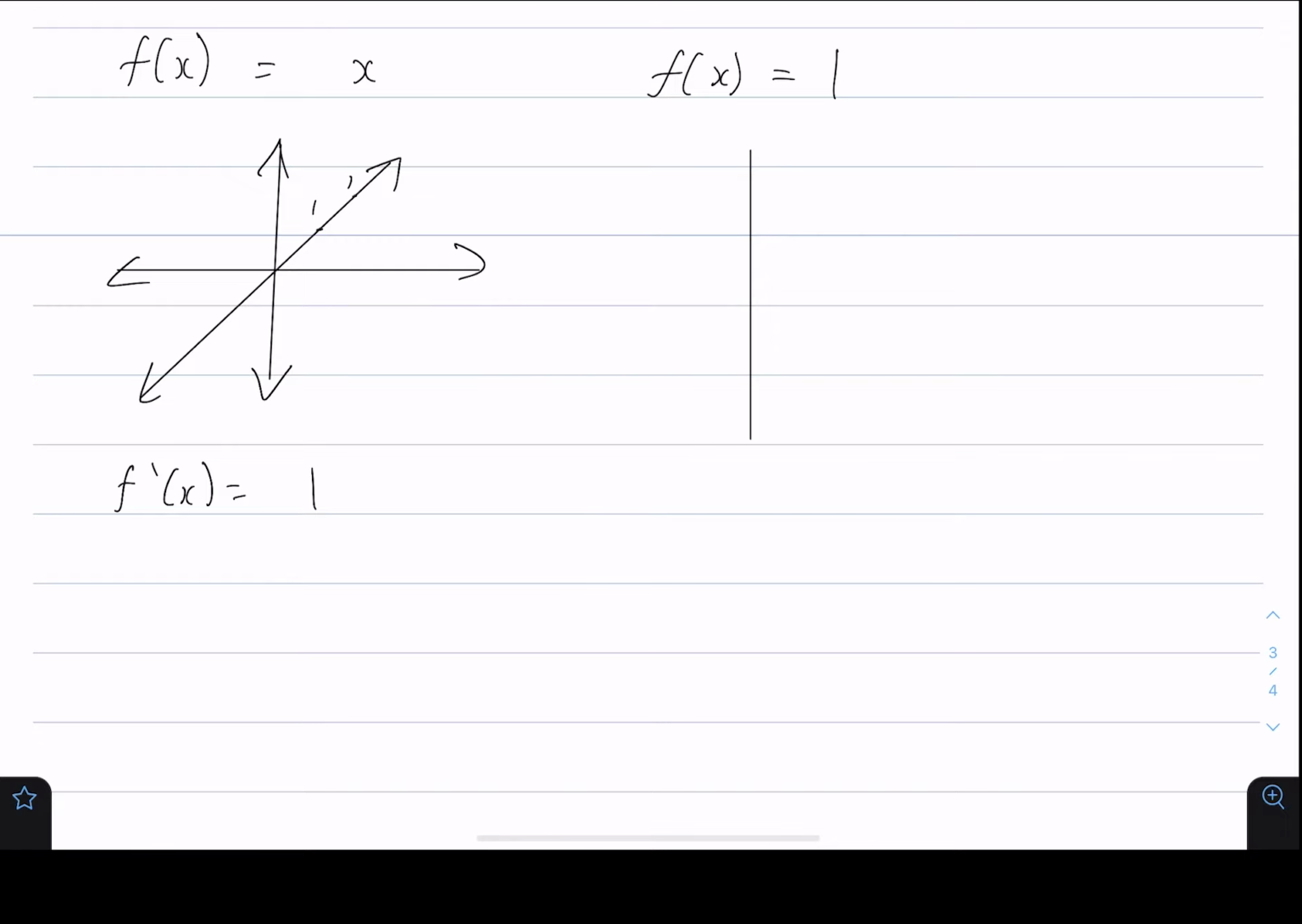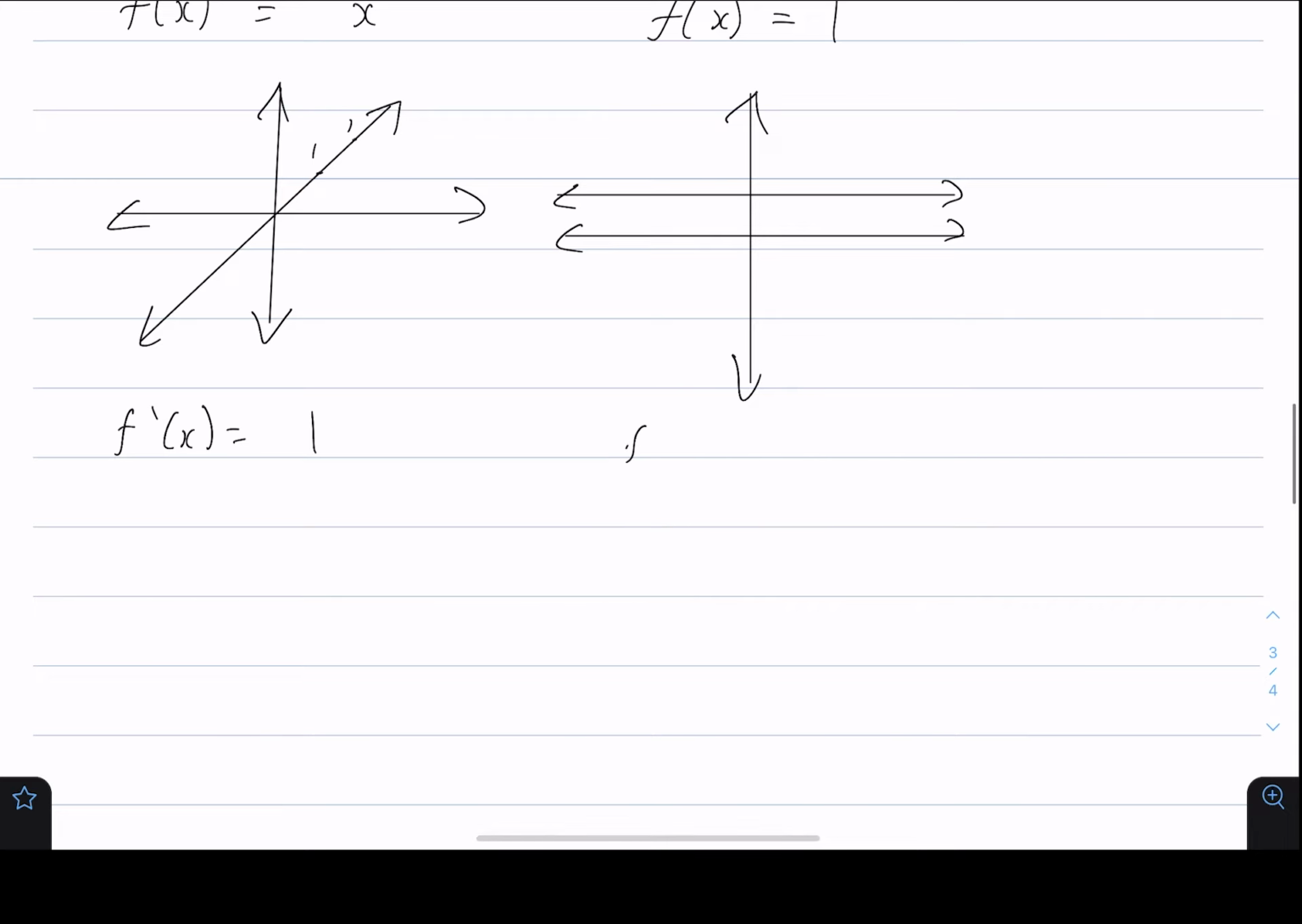And for f of x equals 1, we know that that is just y equals 1, that is a straight line here. And what is the derivative of that? The derivative of that is going to be 0 because the gradient at every single point is 0. It's a flat line. So there is no rise, it's only run. So the derivative is going to be 0.